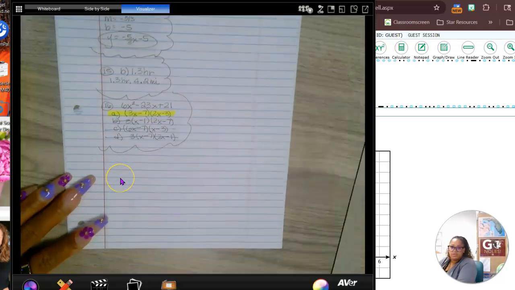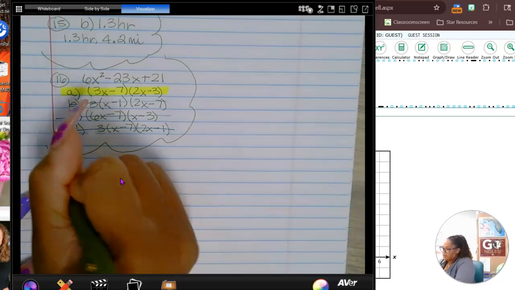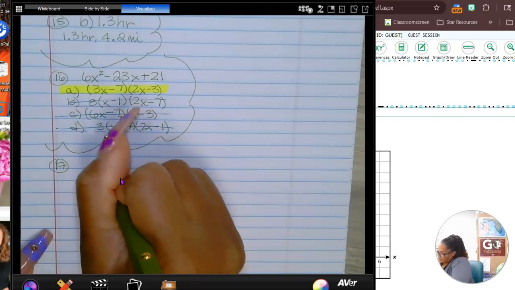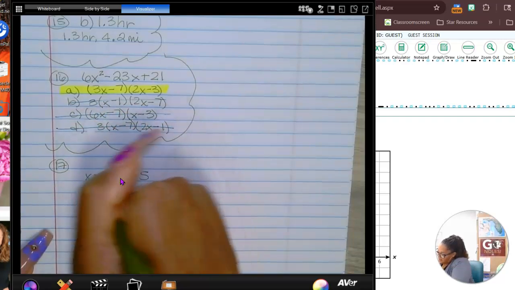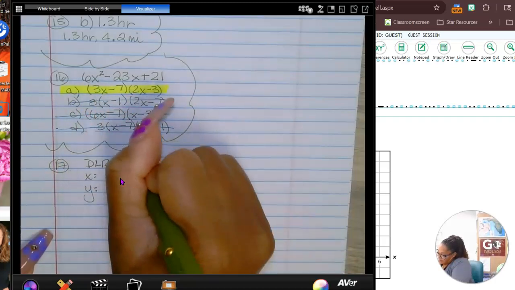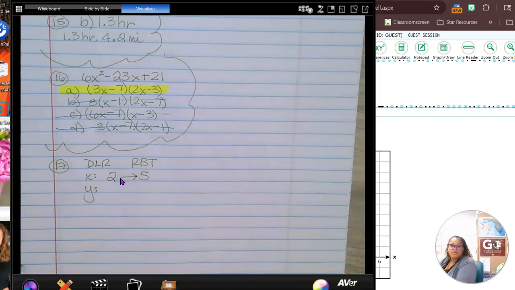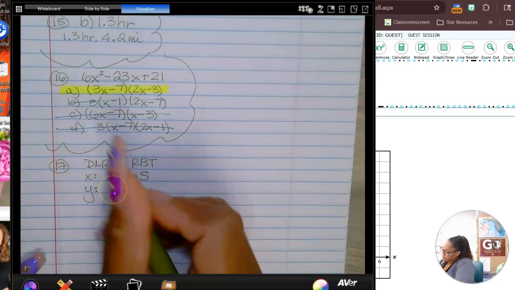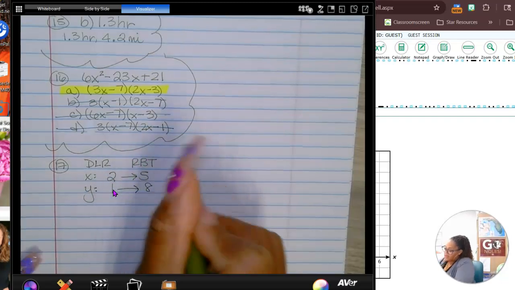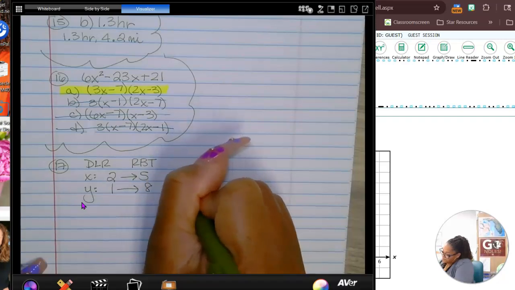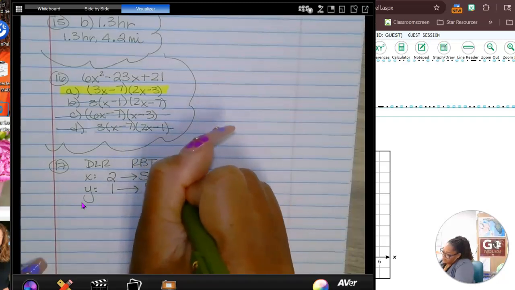This is question 17. X values, 2 to 5. And then my y values. So domain is left to right, range is bottom to top. So I've got to read my bottom number, which is 1, and my top number, which is 8. 1 to 8. So this is the range, and this is the domain.